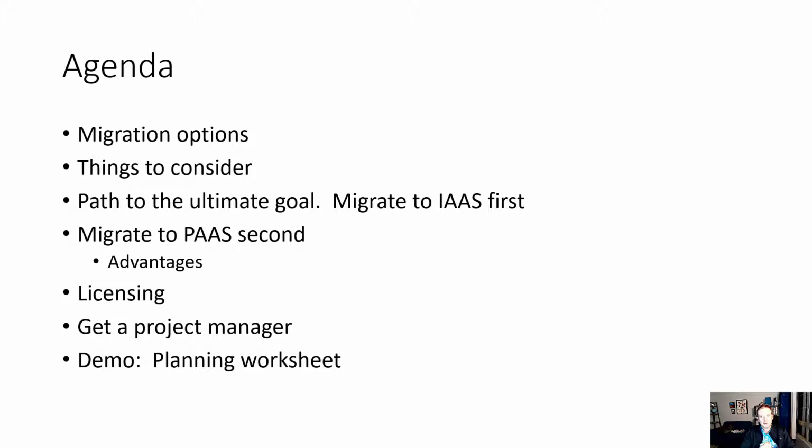So we're going to look at our different migration options. We'll look at things that we should consider and think about before we begin any work. We'll talk about the path to the ultimate goal, which likely is migrating to IaaS first, to the VM first, and PaaS second. We'll look at how we can save some money in licensing and how we can make this process a little more affordable. We'll talk about the importance of a project manager. And finally, we'll get a quick demo about how we use Microsoft Project to do a migration successfully.